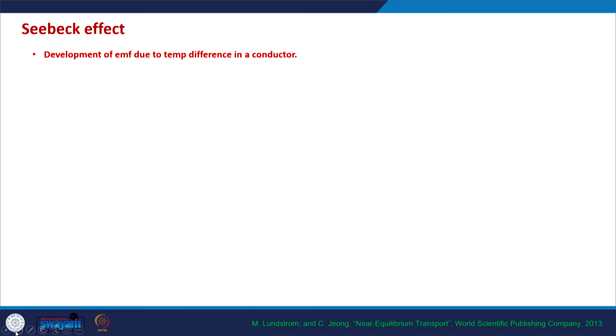So, now we have a decent mathematical background of both charge current and heat current in conductors. Now, we are in a good shape to define one of the most popularly known thermoelectric effects, that is the Seebeck effect. And what is the Seebeck effect? Seebeck effect is essentially the development of an EMF due to temperature difference in a conductor.